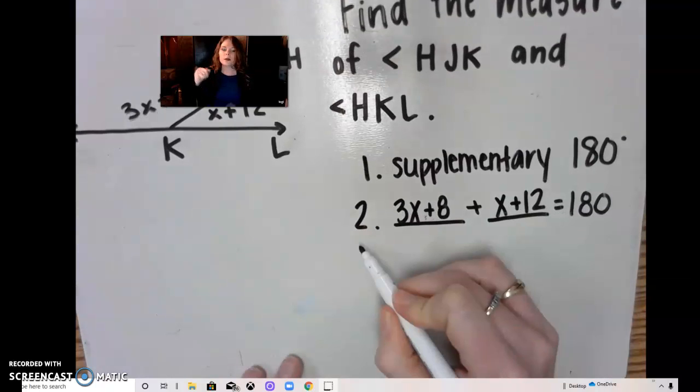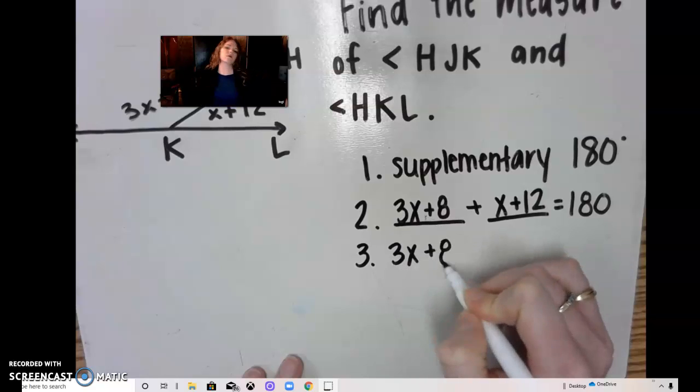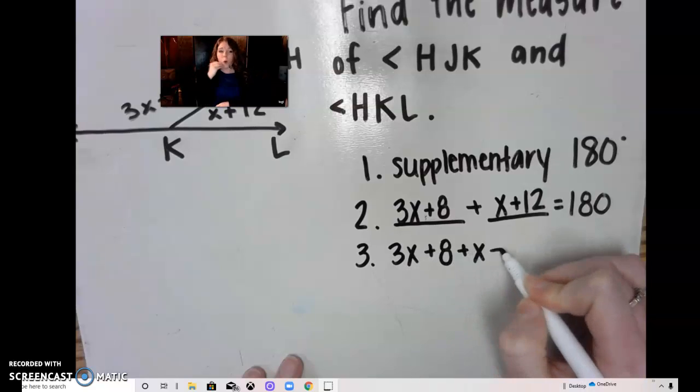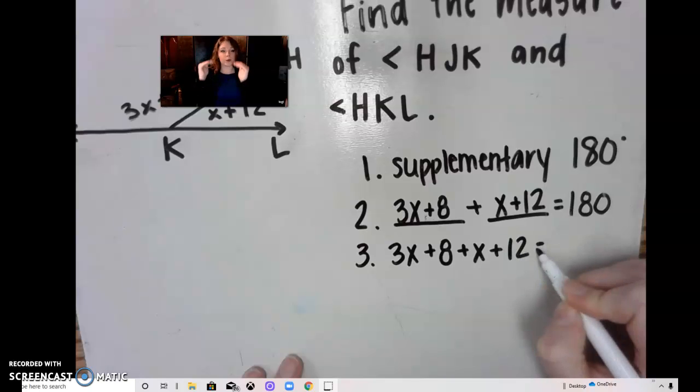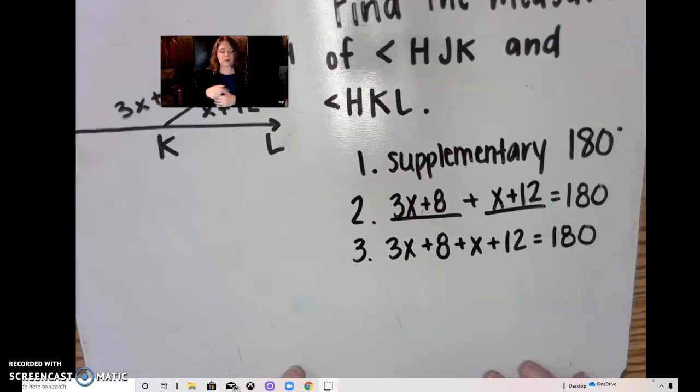The next step is I'm just going to take away these lines. Remember yesterday your homework was over solving 2-step equations, and this is what we're doing here. The first step is to always combine like terms.